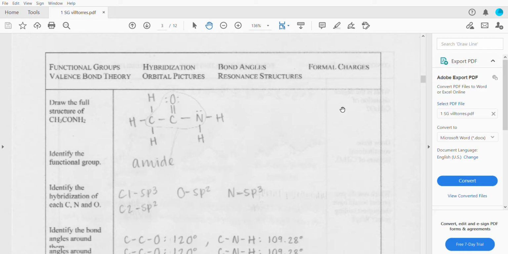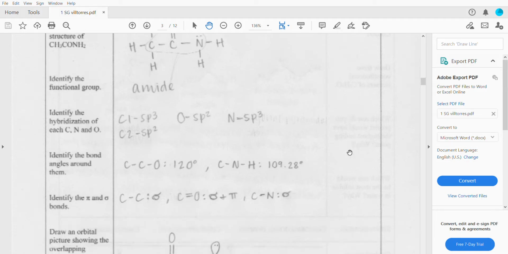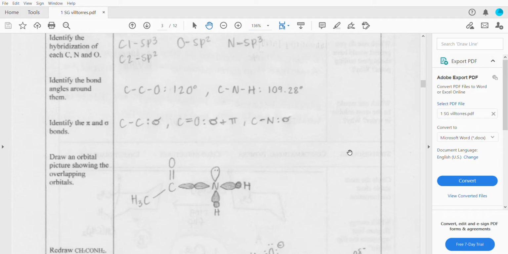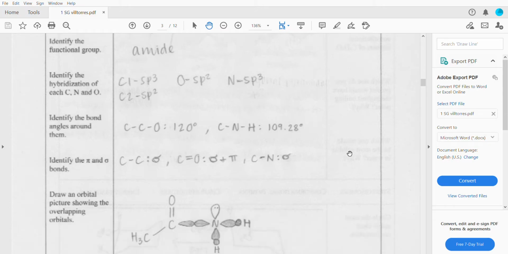This is CONH2, the amide group. This is its structure. This is the amide group. This is hybridization. This C is sp3 hybridization. This is C2, it's sp2 hybridization. Oxygen is sp2 hybridization, and this is sp3 hybridization. This is the bond angle, C-C-O 120, C-N-H 109.28.